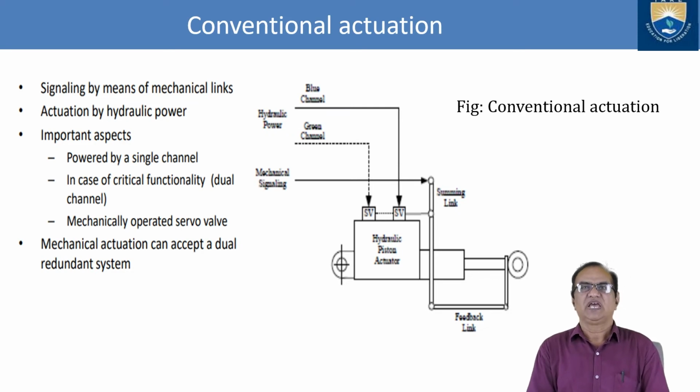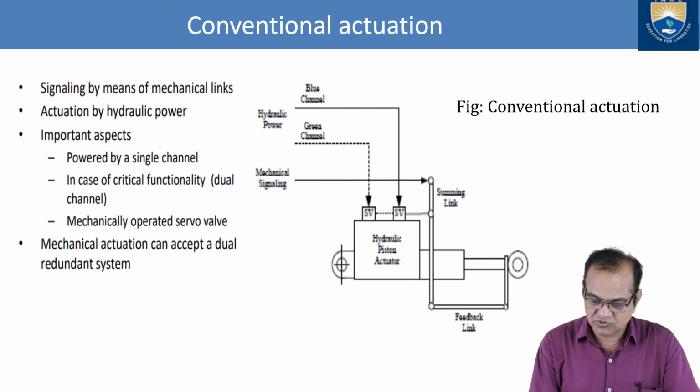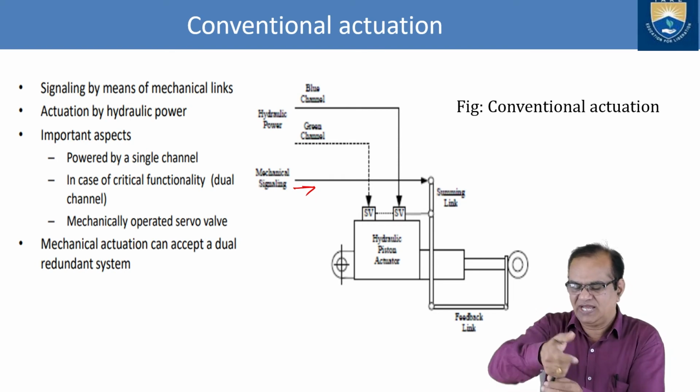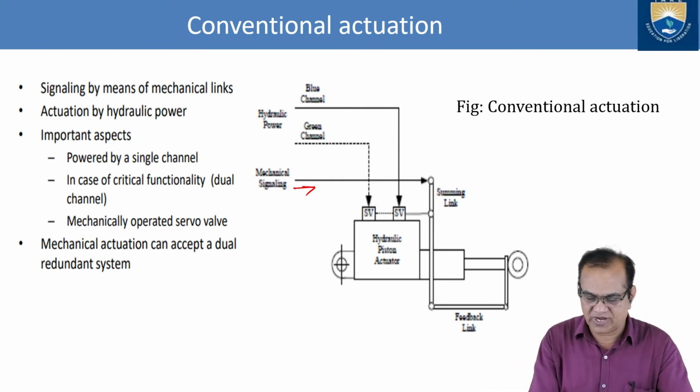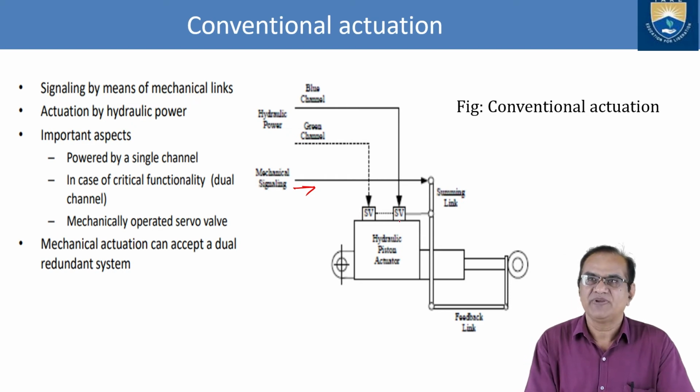So in this we can see that the signal is by means of the mechanical links. You can see here, it is a mechanical signal. It means a rod. The pilot is moving it up and down, left or right. This will go to the summing link. From here it will open this green channel and the blue channel. These are hydraulic channels. The hydraulic power is coming from here.